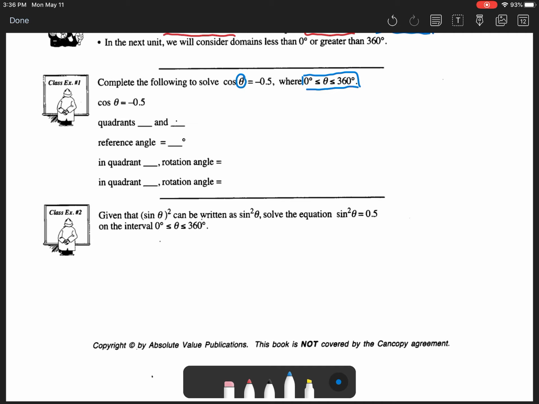Theta in a question like this is basically like your variable. It's your unknown angle. It's what you're solving for. You want to know what theta is. So sometimes they'll use a capital letter like A or R.